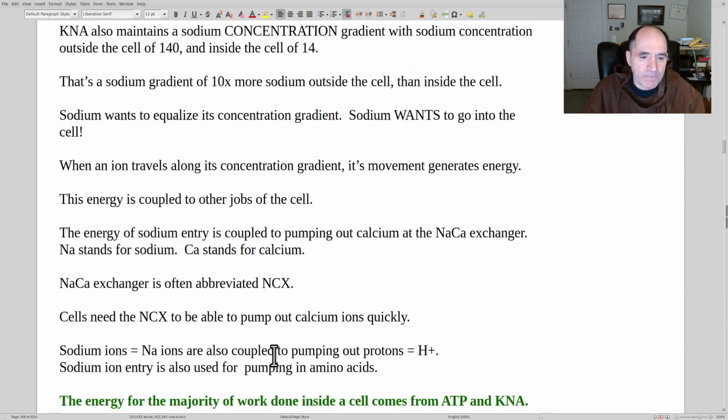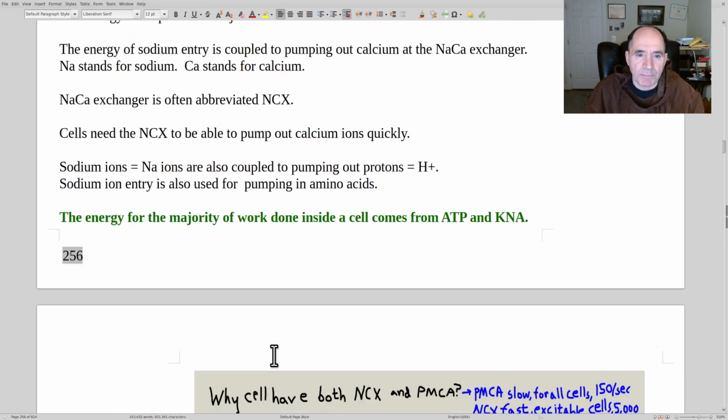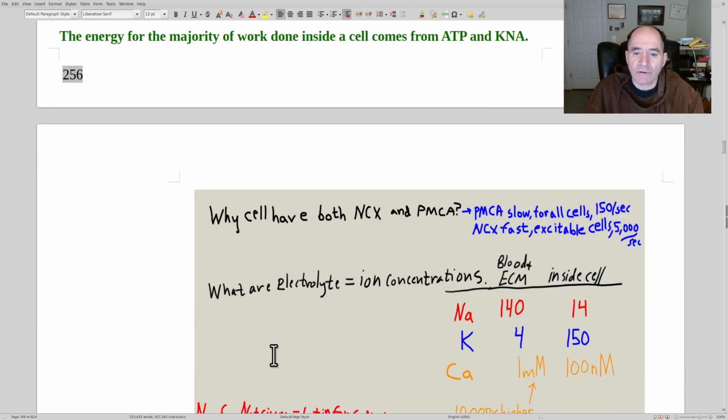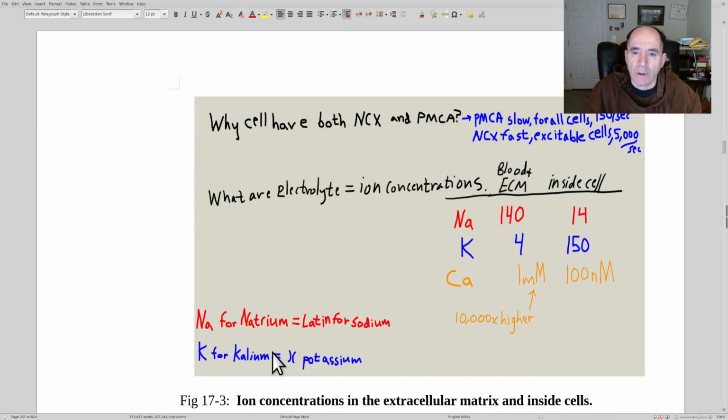Okay, we talked about the gradients. The NCX, sodium-calcium exchanger, is a really fast pump. So most of the energy for the work done in a cell comes from the mitochondrial production of ATP and then from secondary utilization of these plasma membrane pumps. Okay, here just shows a little bit about ion concentrations. Again, sodium's about 10 times higher in the ECM, extracellular matrix, compared to the intracellular part of the cell.